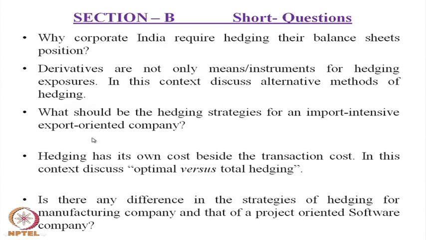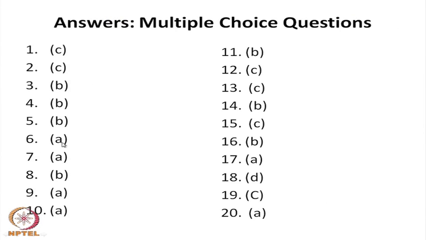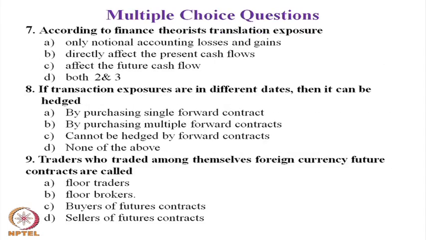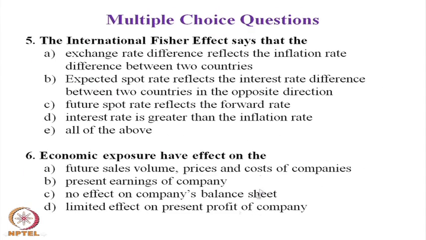In question number 6, the answer is A. What is question number 6? Economic exposure has an effect on future sales volume and cost of the company. So, economic exposure affects the future sales, future prices, and future valuation of the company. Number 6 question answer is A.